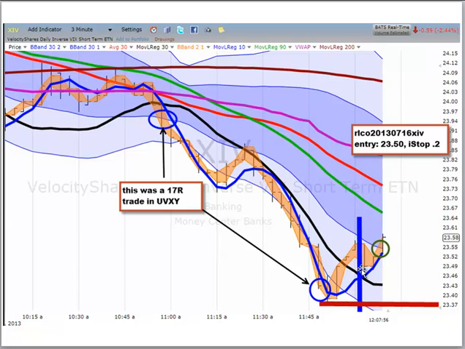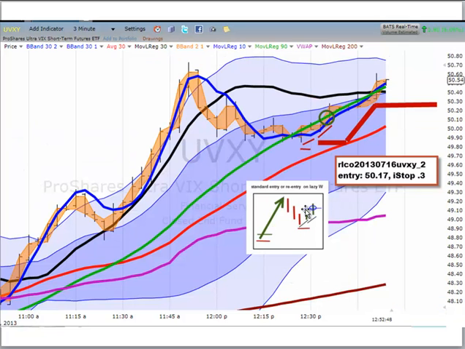There's the regression line crossover occurring here. It finds the edge of the river, pulls back, finds support, and now starts taking off again. I buy the second leg up here at 23.50 with a 0.2 initial stop. I'm looking for a target at the midpoint of the river or the far side of the river, which would be a nice trade. And we end up cashing an R on that one.